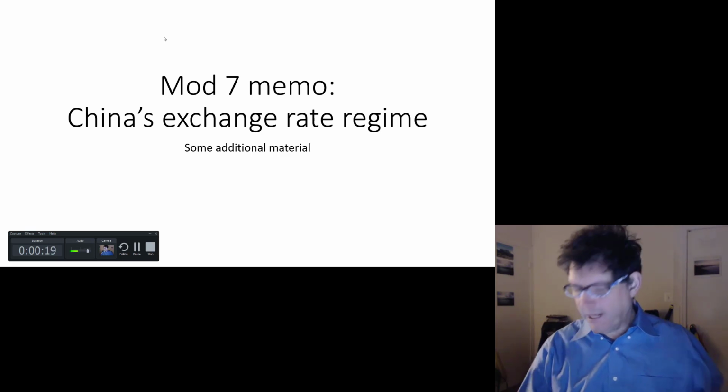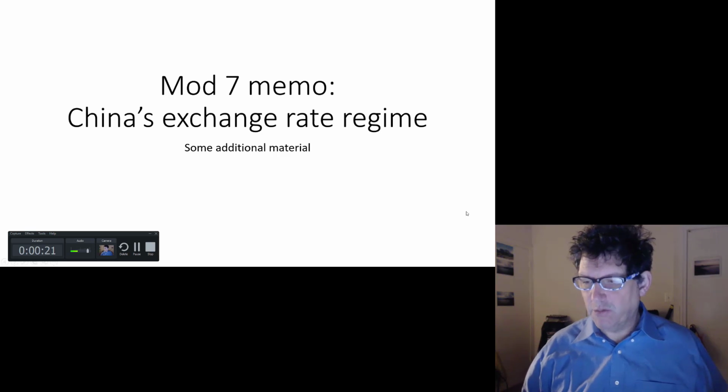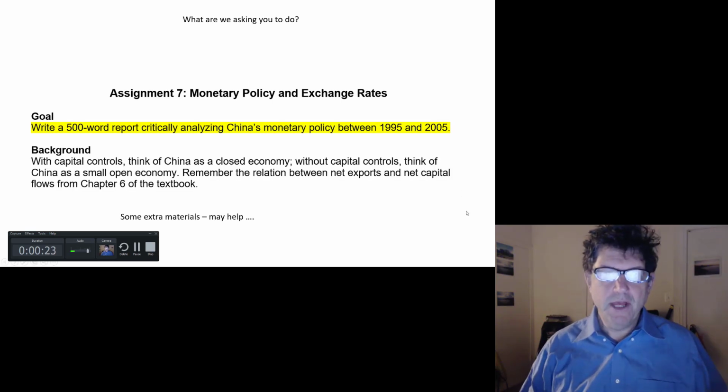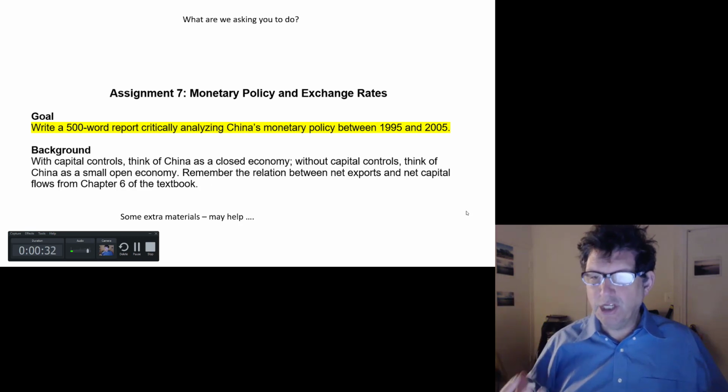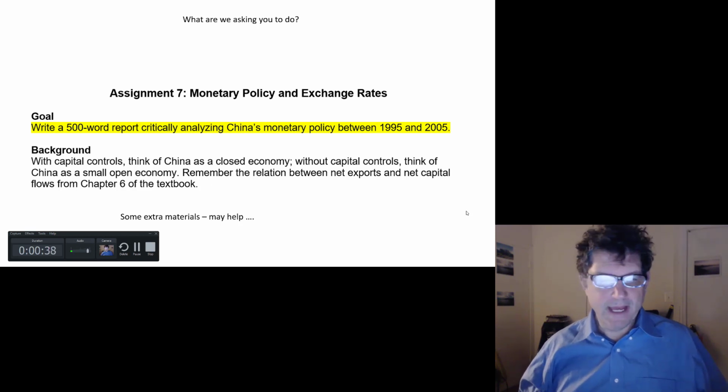And we wanted to give you a little bit of additional material. So here's a roadmap of that additional material. What we're basically asking you to do is write a 500-word report that analyzes China's monetary policy, which includes its exchange rate between 1995 and 2005. Okay? And we'll be asking you to focus on capital control.